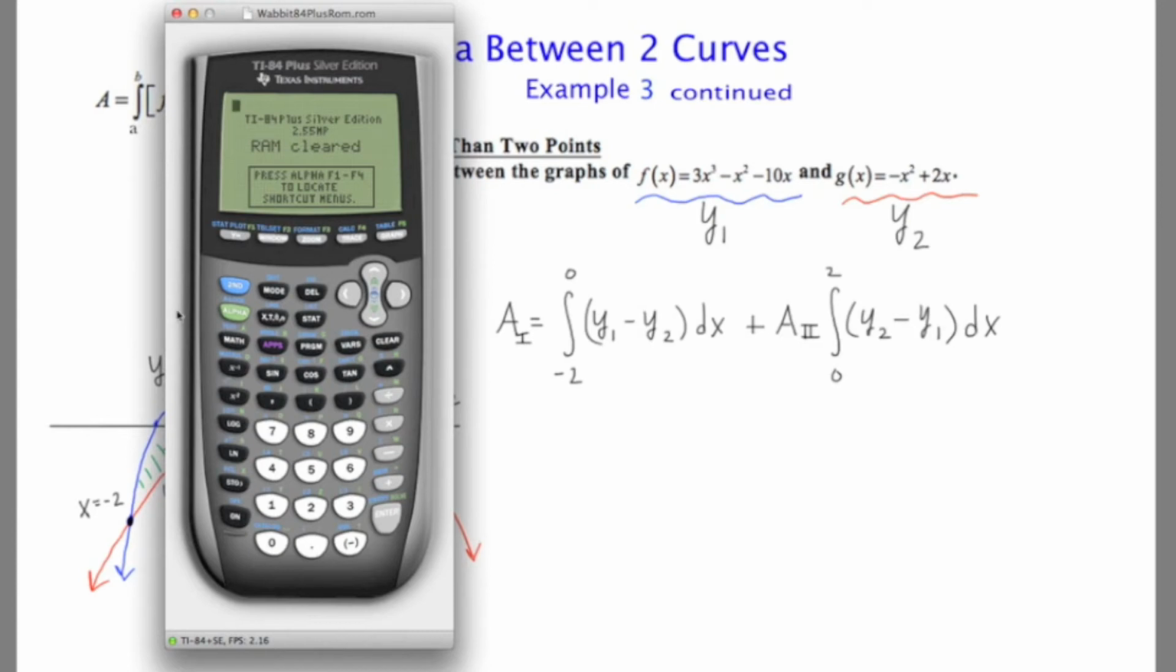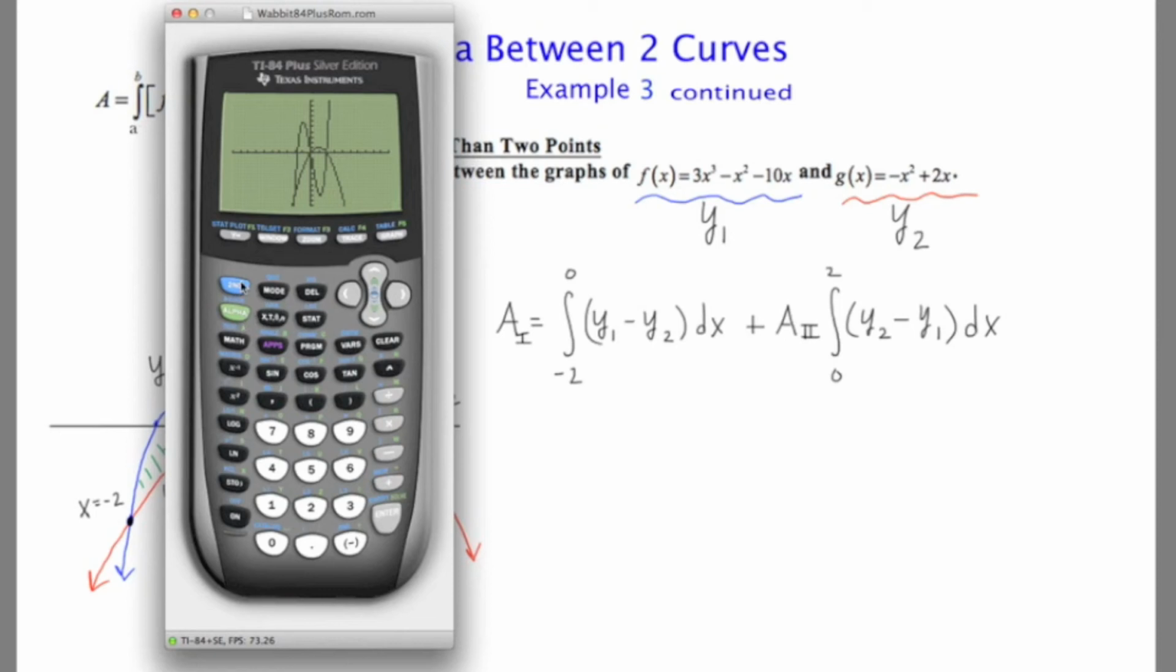Okay, I've pulled up the calculator, I've turned it on, I'm going to go to the y equals screen, and y1 I'm going to make 3x cubed minus x squared minus 10x, and then y2 is going to be negative x squared plus 2x. I'll do a zoom 6 graph just to see if that's about what we did when we did it by hand. And that's looking pretty good.